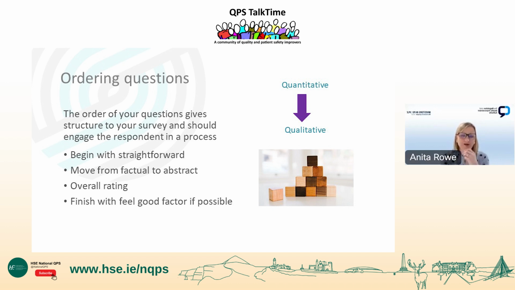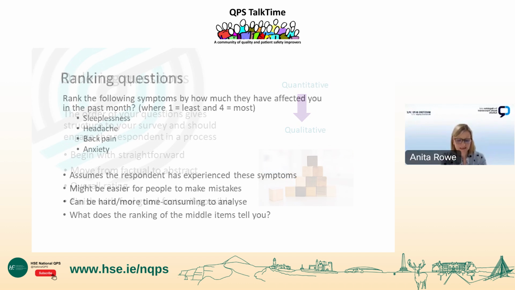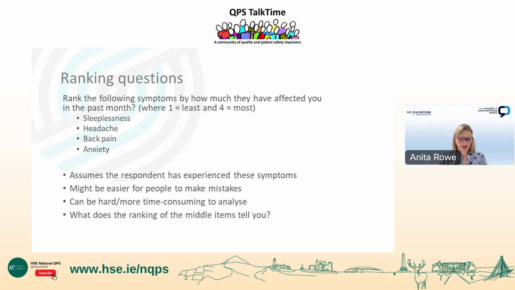So, thinking about the types of questions that we can ask, we're going to think first about ranking questions. These are very common, obviously, in survey design, and you can use ranking questions to compare multiple items and to force a differentiation between items in a way that a rating scale cannot. And I'm going to show an example in a couple of slides' time around the difference between a rating and a ranking question.